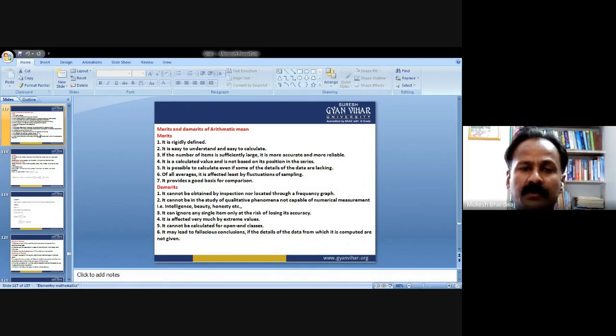It can ignore any single item only at the risk of losing its accuracy. It is affected very much by extreme values. It cannot be calculated for open-end classes. It may lead to a fallacious conclusion if the details of the data from which it is computed are not given.